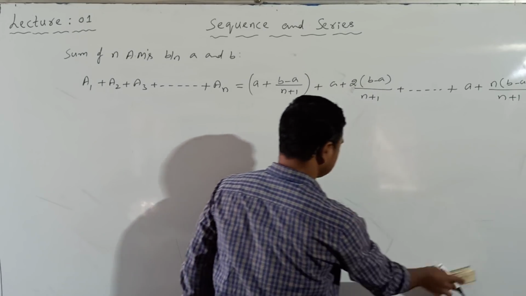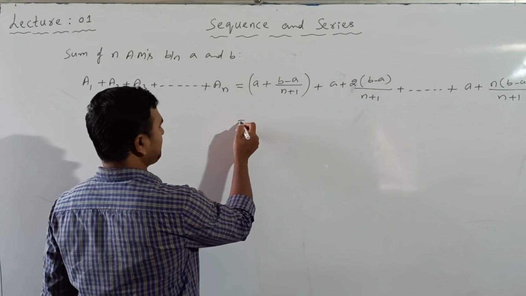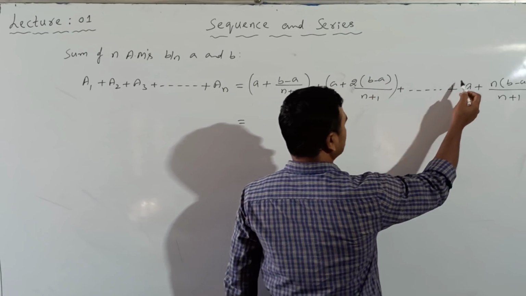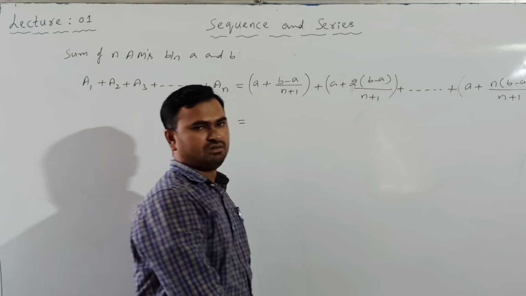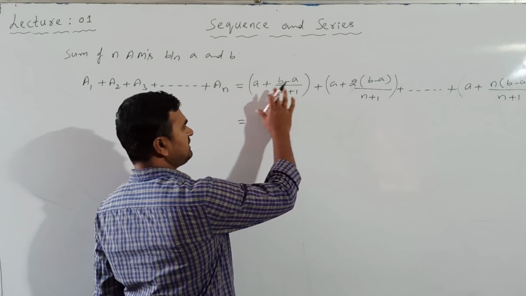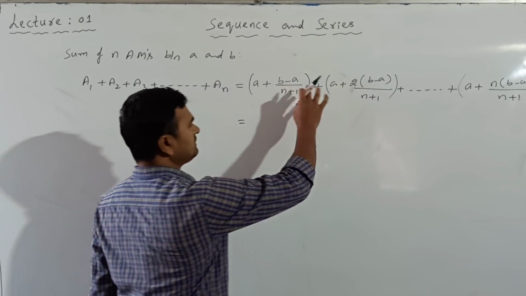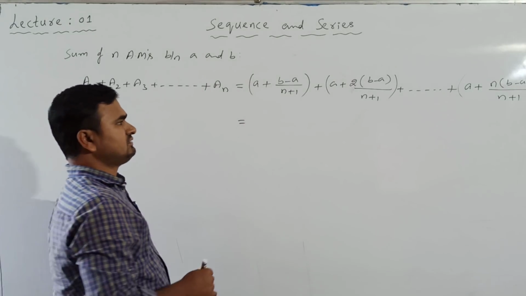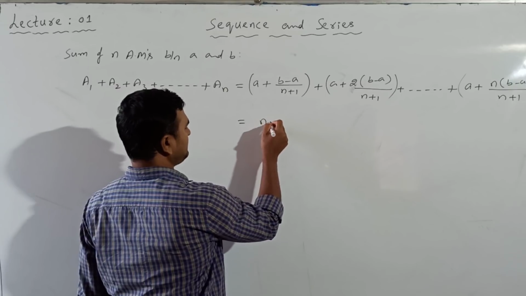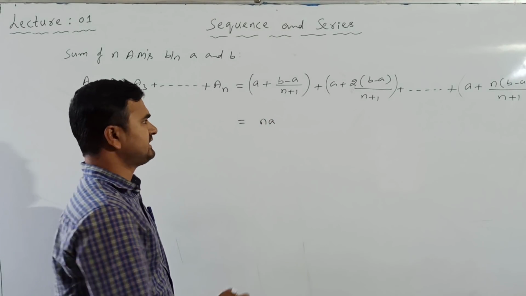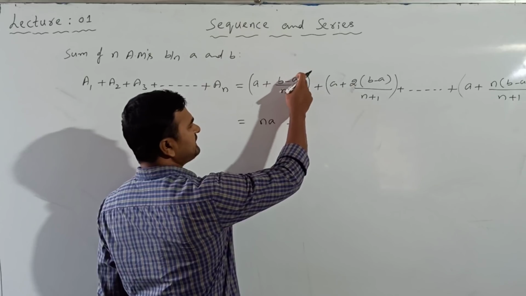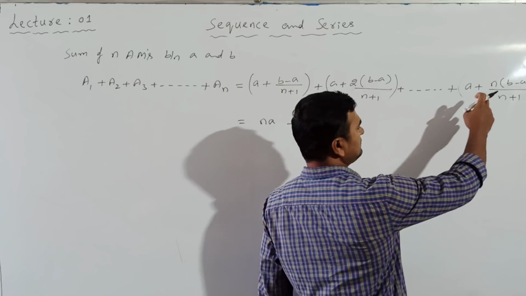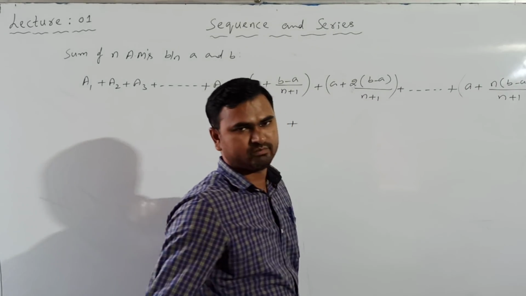In each of these terms we have A, next A here, and then A here. So adding these first terms, A plus up to A. Now, in total how many terms are there? A1, A2 up to An, so we have n terms here. So the summation will become nA plus (B minus A) by n plus 1, plus 2 into (B minus A) by n plus 1, and so on, n into (B minus A) by n plus 1.